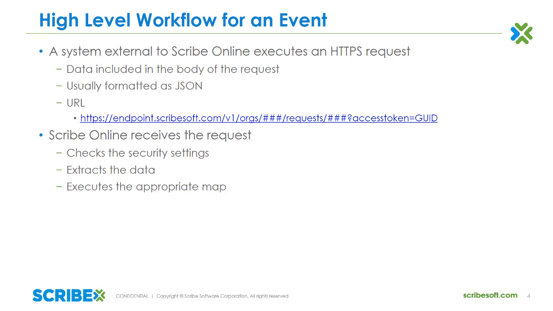And the URL is going to be pointing to endpoint.scribesoft.com as the base URL, and then the other parts of that, as you can see on the screen, are specific to your particular organization, your particular map, and part of that URL is the security that points to your particular organization. So then Scribe receives the request, it checks the security settings for your organization to make sure that you're able to receive it from that IP address. It extracts the data from that payload, and then it executes the appropriate map depending upon what the URL says.